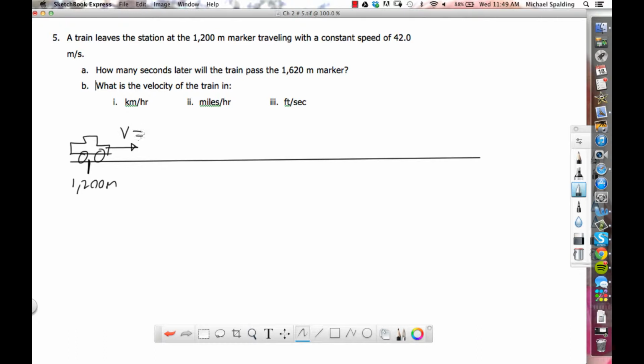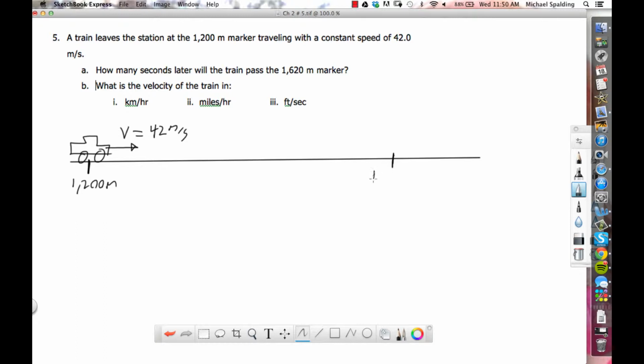So I'm just going to label that as velocity. Speed and velocity are oftentimes interchangeable. The only time they'd be different is if the object changes direction. So we'll just label that as v, 42 meter per second. And the question is, how many seconds later will the train pass the 1620 meter marker?